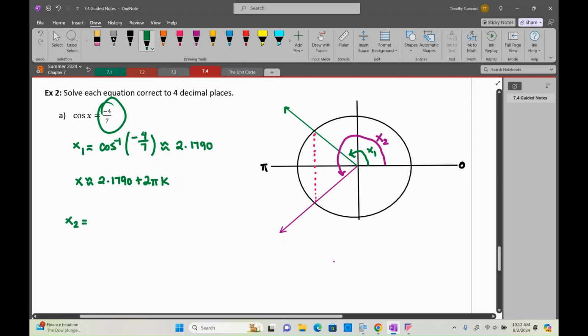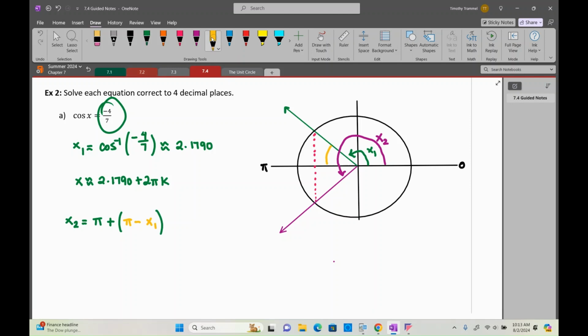x2 should be equal to pi plus, and then this is going to be strange, but to find that little bit right here, I would actually do pi minus x1. Or maybe I could just say, yeah, I'm going to leave it as x1. Okay. There it is. So yeah, pi minus x1 will give me that little angle there. And so if I add that to pi, again, that'll give me x2.